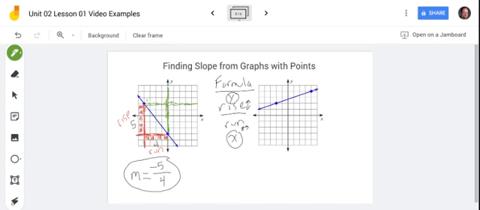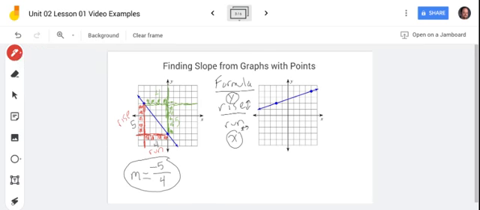Notice that's going to give me the run on top. Notice it's still 4. And the rise on the right-hand side, which notice is still 5. It still gets us to the same place. It does not matter which side. We are basically drawing a right triangle. So let's look at the other one.